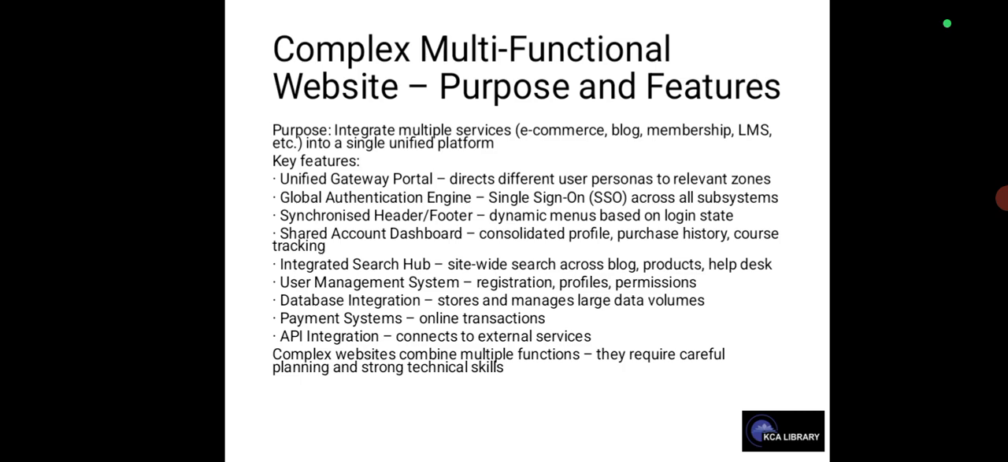The key features you can find are a user management system, database integration, payment systems, communication tools, and a content management system, CMS. Technologies that can be used: front-end technologies include HTML, CSS, and JavaScript, while back-end technologies include Node, Python, PHP, Java, and databases. So that is what is needed.